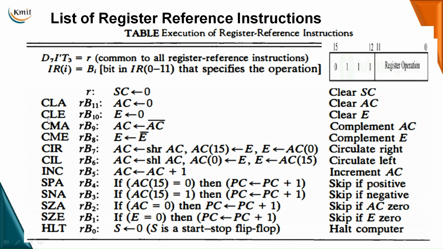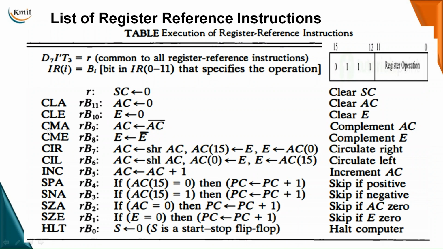The next instruction is CLE, clear E flip-flop. The extended flip-flop is used to store the carry of your addition operation, and if you want to clear the contents of that flip-flop once the execution of the particular instruction is over, then we use the CLE instruction. B10, which means the 10th bit from 0 to 11, will be represented as 1, whereas the remaining bits are zeros. That is why we are representing it as rB10. Only that particular bit will be 1. So it clears the contents of the E flip-flop.